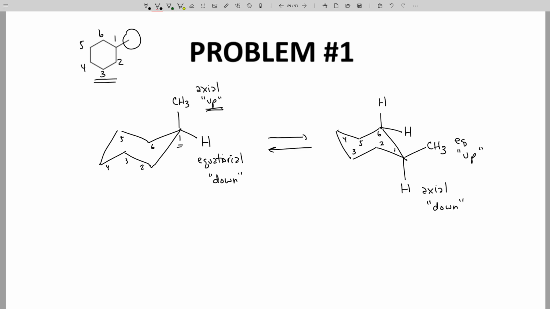So for these two structures, the more stable structure would be the one that puts the larger groups in the equatorial position. Our methyl group is in the equatorial position on the right. This is the more stable chair.